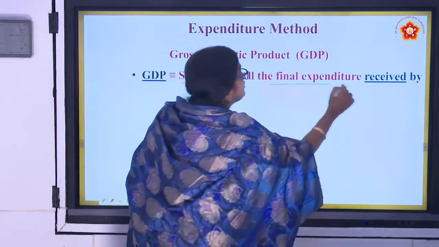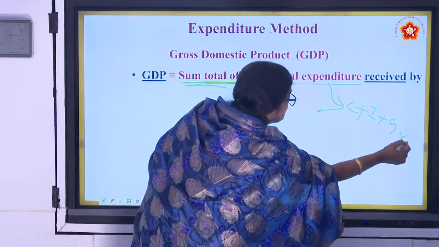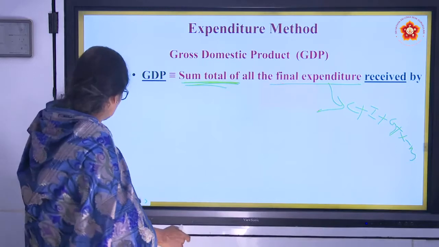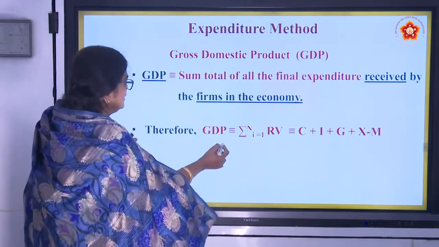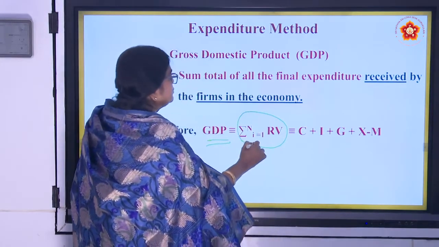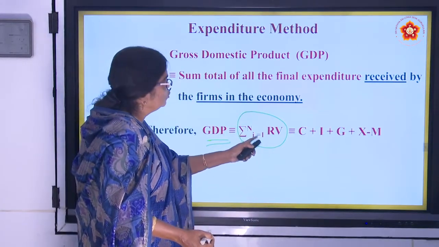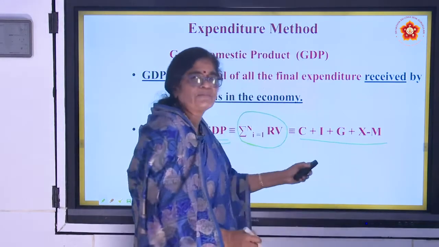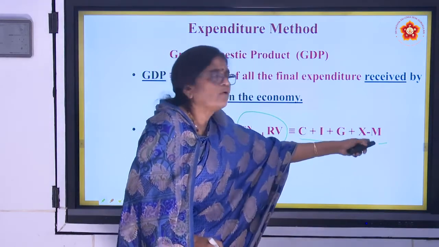Of all the final expenditures, what? All. Consumption, investment, government, X minus M. That is called net exports also. Therefore, you have to write: received by the firms in the economy. That is, GDP is nothing but all the expenditures received by our firms in the economy. Number of firms is i equal to 1 to n. It is equal to all the aggregate final expenditure of all the four sectors: household, firms, government, foreign sector.